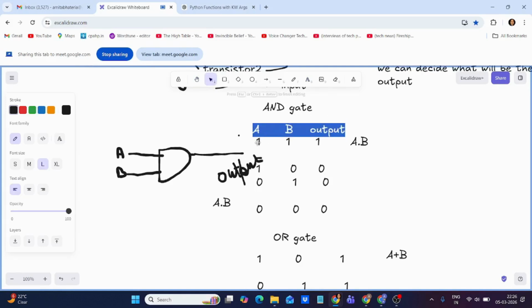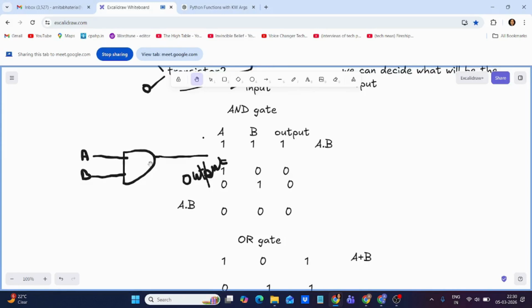Write everything: if input A is 1 and input B is 1, output will be 1. If input A is 1 and input B is 0, output will be 0. In this way you have to show me the whole Boolean table, and also the formula for every gate. First you have to draw the gate, then write down the Boolean table, and also write down how we represent the AND gate: we write A into B. Same you have to do for the OR gate also.